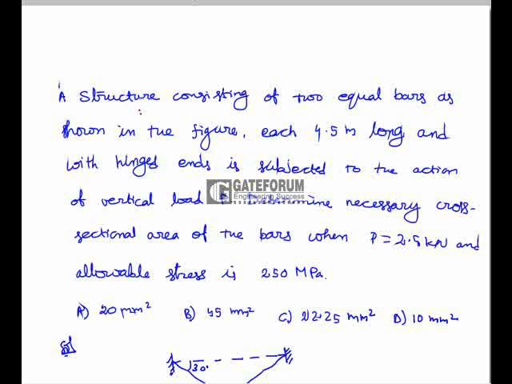A structure consisting of two equal bars as shown in the figure, each 4.5 meter long and with hinged ends, is subjected to the action of a vertical load P. Determine necessary cross-sectional area of the bars when P is equal to 2.5 kN and allowable stress is 250 megapascal.